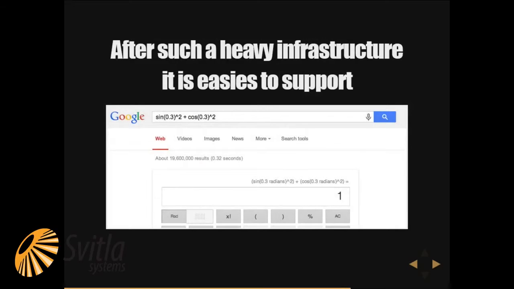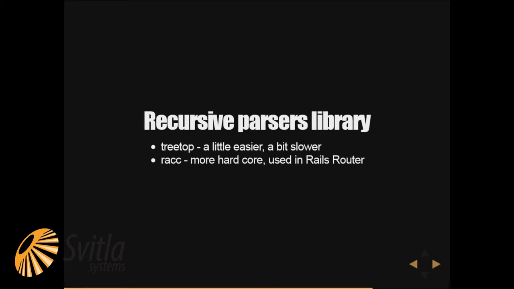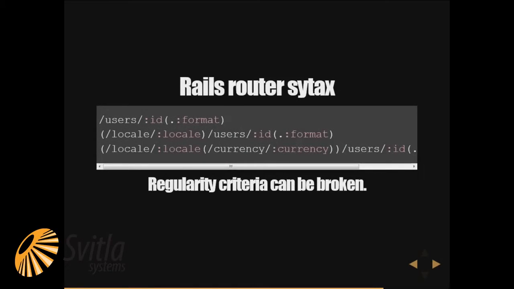And all of that can easily be extended to support even functions, et cetera, et cetera. So this is an extensible approach that you could use in order to implement a super powerful engineering calculator, and you will not get stuck with some level of complexity. In order to make this faster, you can use already well-tested libraries called Treetop and Racc. Treetop is more popular, but a bit slower. Racc is a bit hardcore and is used in the Rails router, which I will show you next.